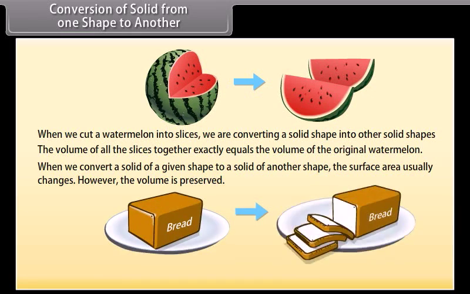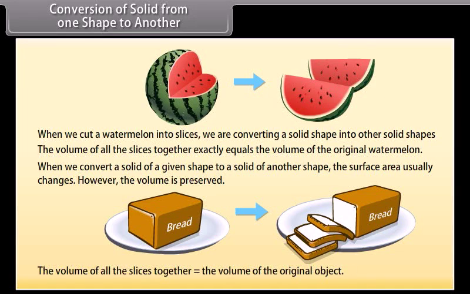Similarly, in case of cutting bread into slices, we convert a solid shape into other solid shapes. The volume of all the slices together exactly equals the volume of the original object.